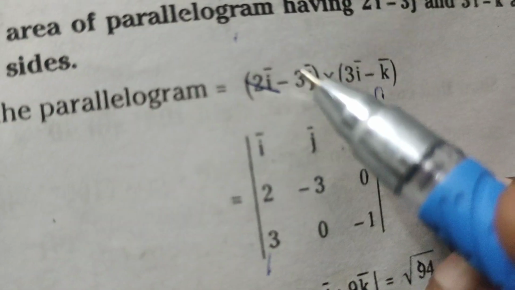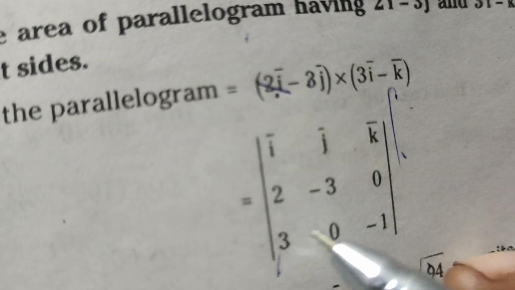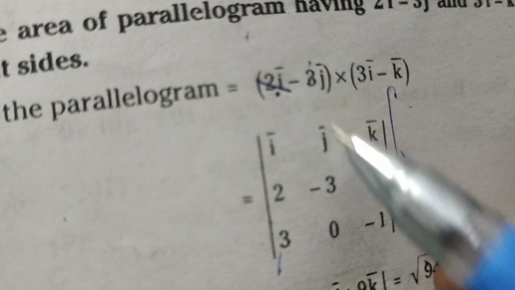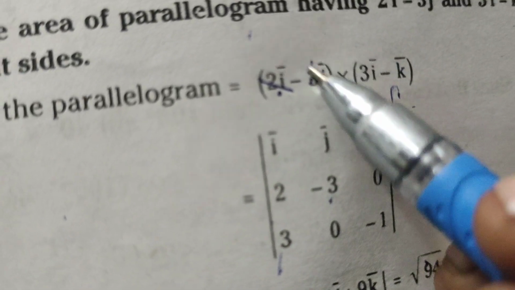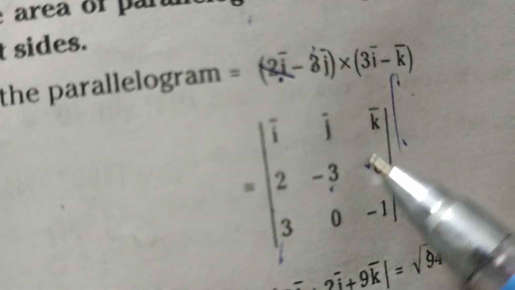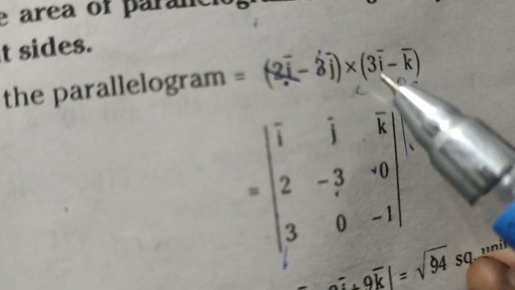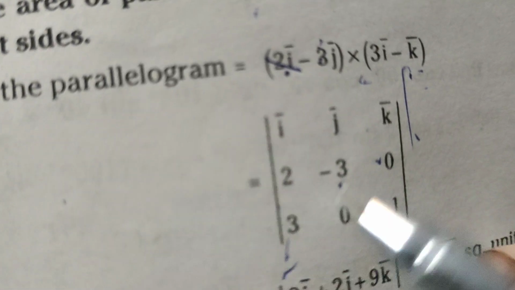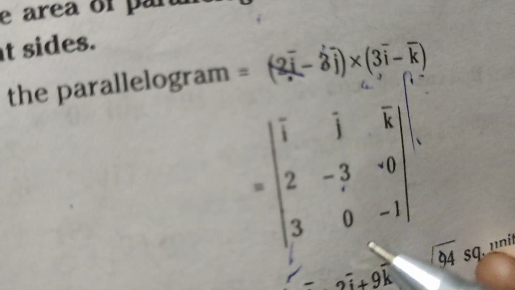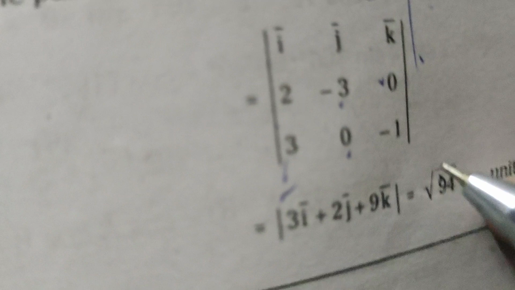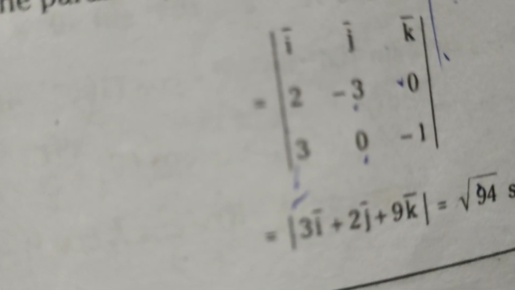For the first vector, the i bar coefficient is 2, the j bar coefficient is minus 3, and there is no k bar, so the coefficient is 0. For the second vector, the i bar coefficient is 3, the j bar coefficient is 0, and the k bar coefficient is minus 1. Now, using the determinant method, find this value.